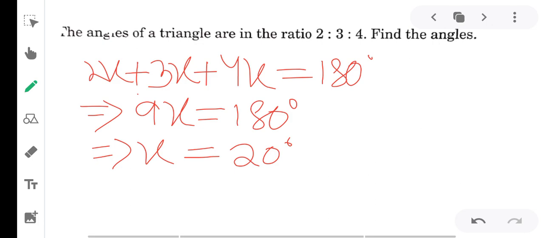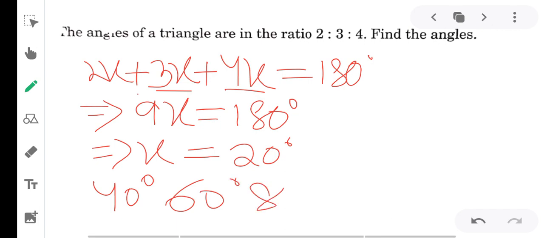So the angles will be 2x, 3x and 4x. That means 2 into 20, that is 40 degrees. The next angle is 3 into 20, that is 60 degrees. And this one is how much? 80 degrees.